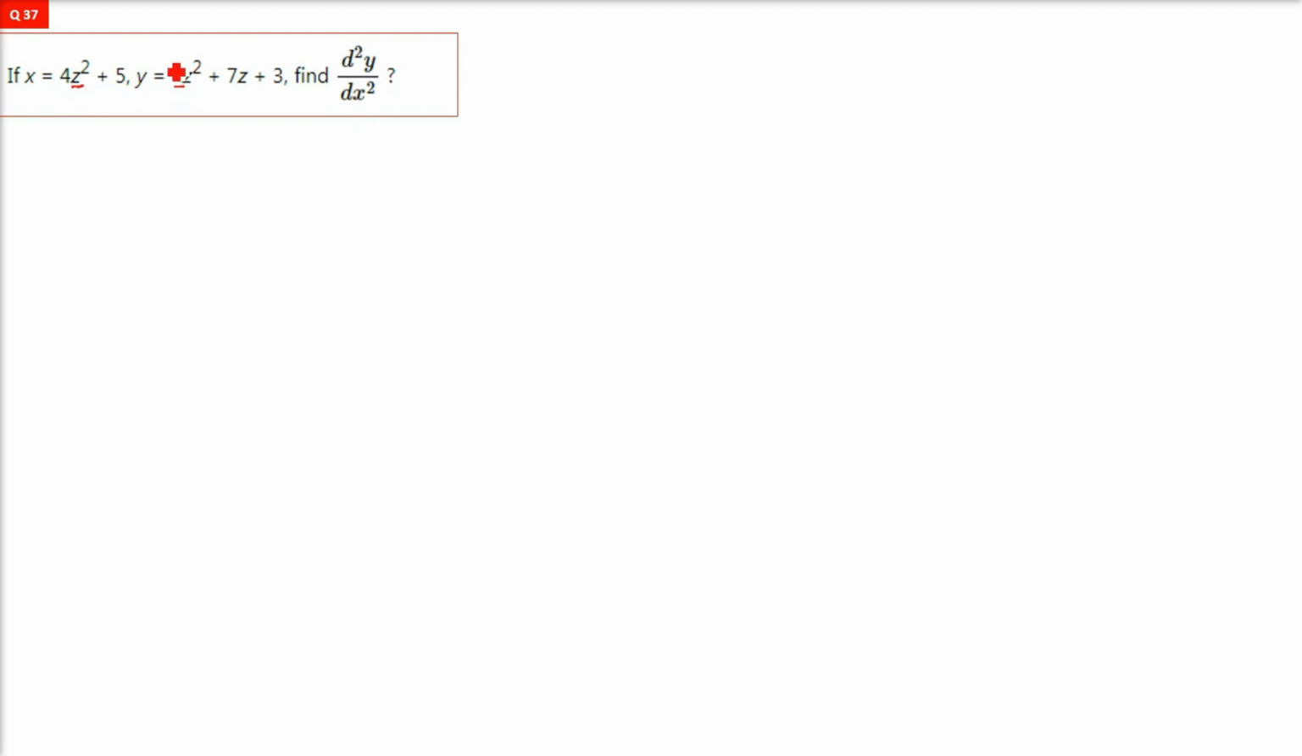And this is a parametric form, that means you don't have x on the right hand side. So d2y by dx2, x is given as 4z square plus 5 and y is 6z square plus 7z plus 3. So let us differentiate it.